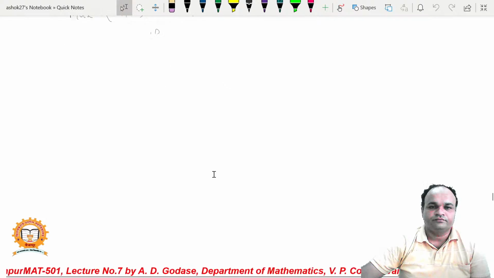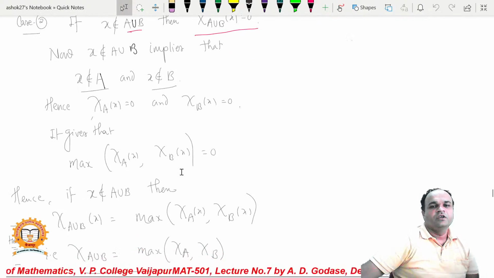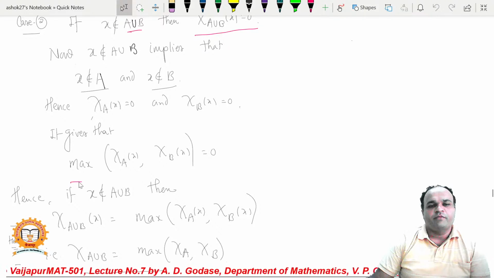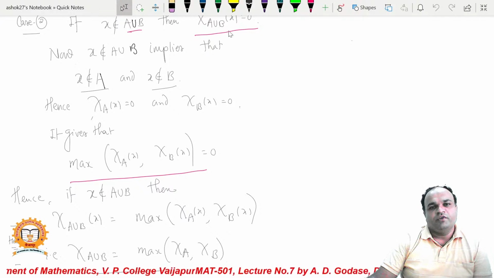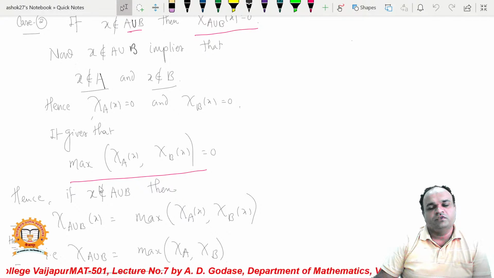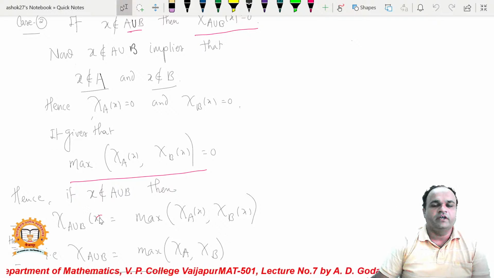So up to that, what we get is that their maximum value is 0, and chi of A union B of x equals 0. Therefore the maximum and the value of chi of A union B will be the same. So you get equality.